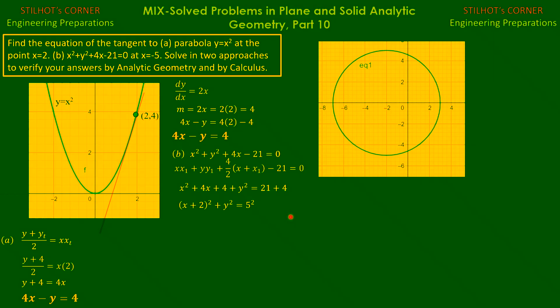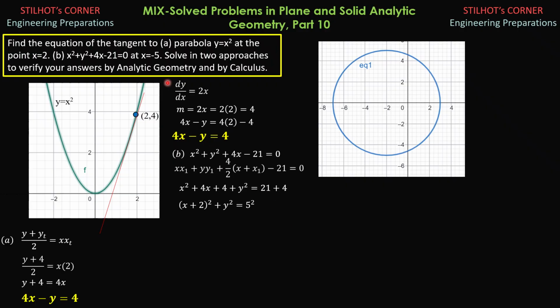Then one point of tangency is when x is -5. Somewhere here, there will be two values, plus and minus, but we'll consider the positive value first. So (-5 plus 2) squared plus y squared, or yt squared, equals 5 squared. So yt is plus or minus 4. So we'll consider first the upper point of tangency.